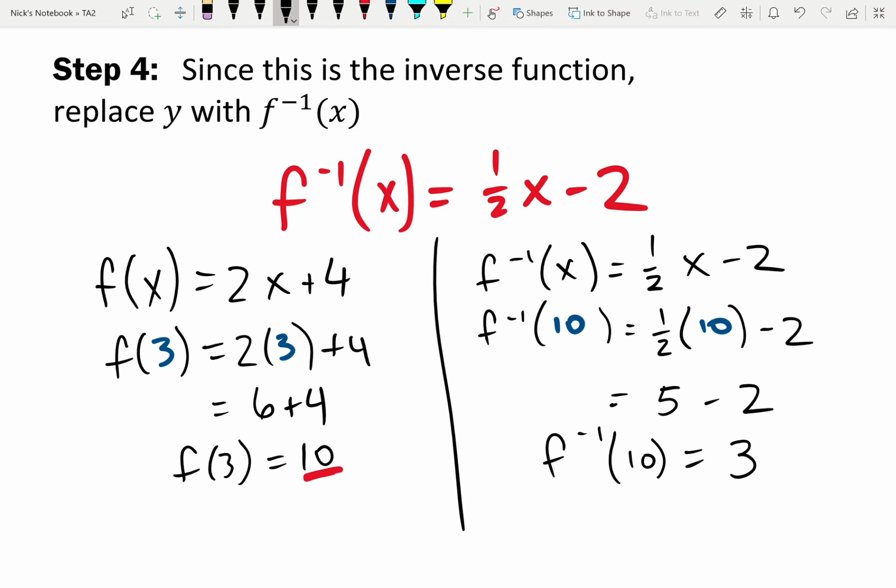Well, that was our original input, so that is a good way to verify and check to see if your inverse function is correct. Knowing this, we now know that this is in fact a correct inverse function of our original function. So now let's tie this all together with a graph.